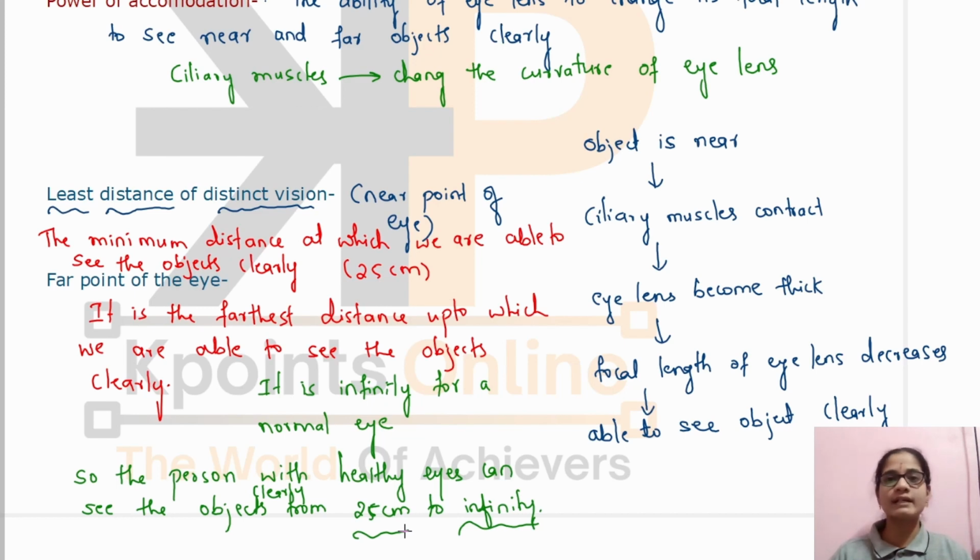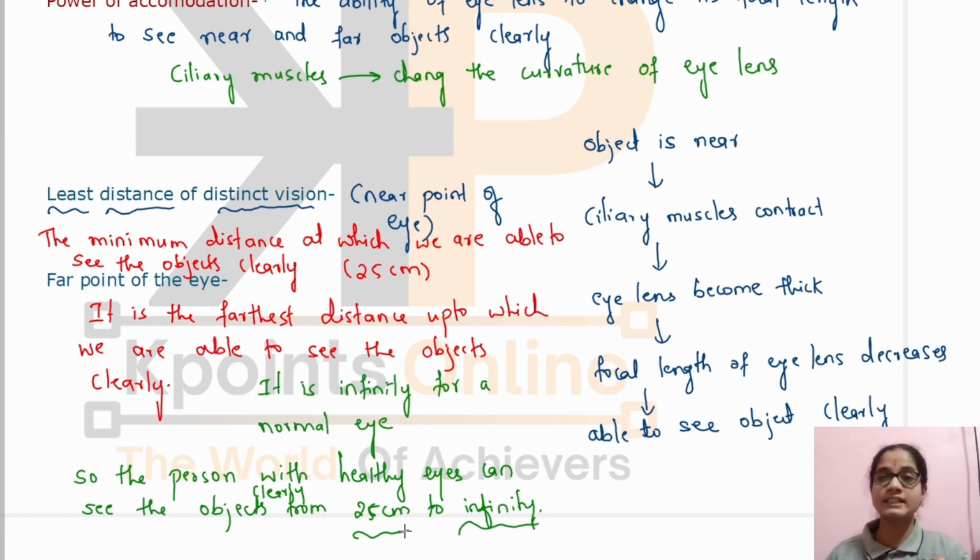And also we know that this focal length cannot be adjusted above or below a certain limit. It has a certain limit. So we have the least distance of distinct vision, which is the minimum distance at which we are able to see the objects clearly. And the farthest point of the eye is the farthest distance up to which we are able to see the objects clearly. Yes, all clear about this topic?